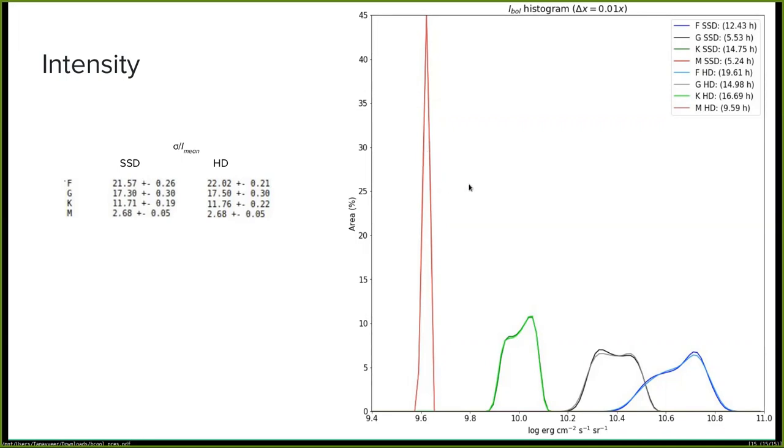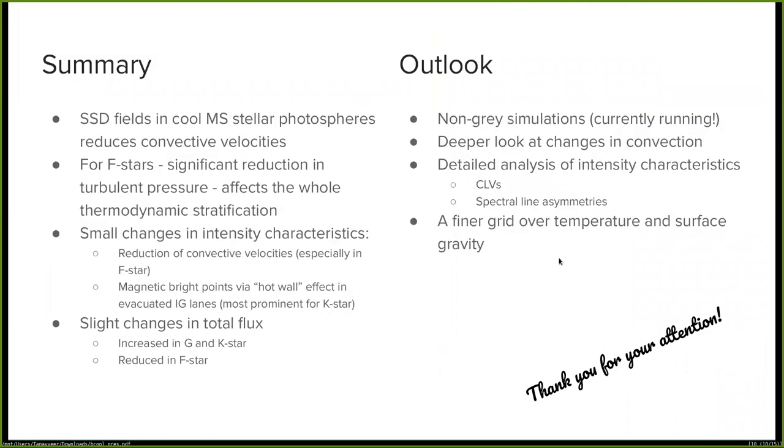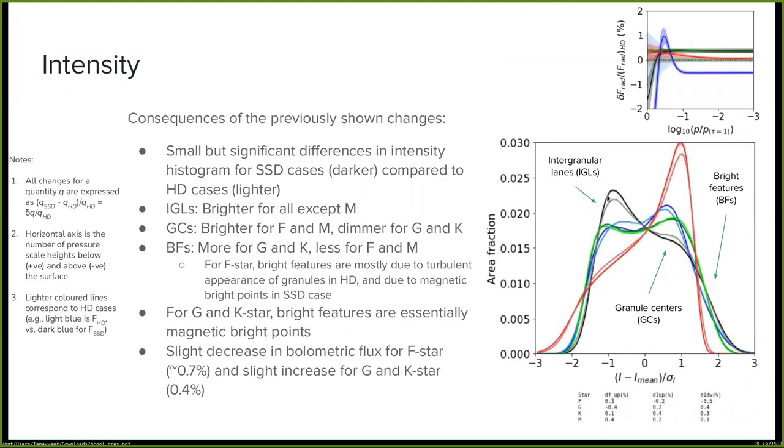Taking care of that, here we can see small but significant looking differences in the intensity histogram for all 4 cases compared to the hydrodynamic cases, which are represented by lighter colors, but for the same color scheme. You would notice that all these histograms have a bimodal distribution, with the darker lobe corresponding to intergranular lanes, the brighter lobe corresponding to the granule centers, and the brighter tail over here corresponding to these bright features.